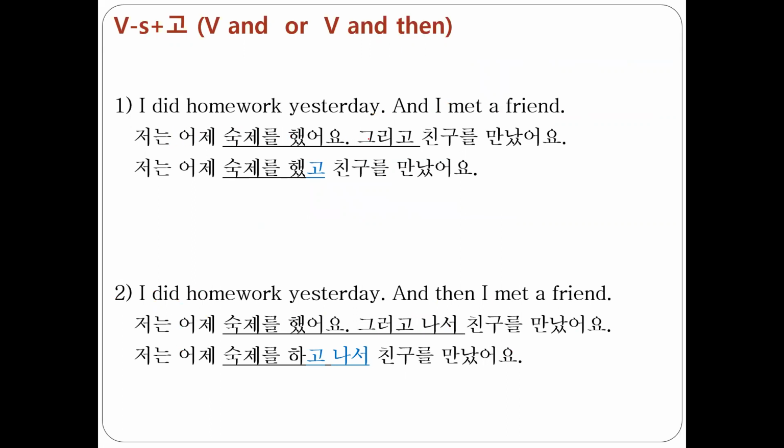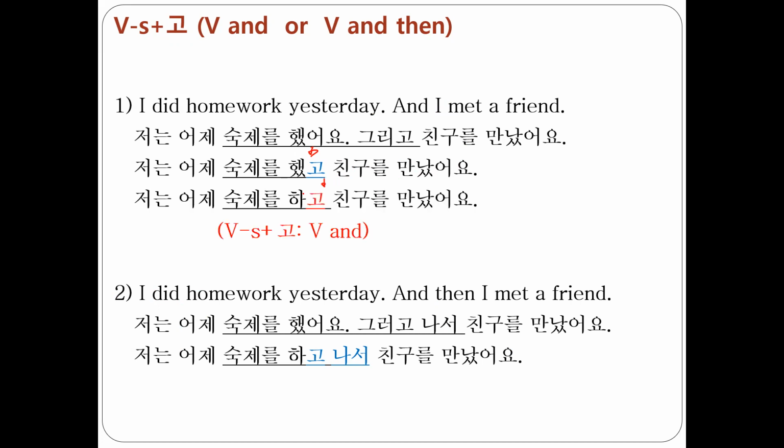저는 어제 숙제를 했어요. 그리고 친구를 만났어요. You know that we can combine these two events using past tense form. So past tense structure for 고. 어제 숙제를 했고 친구를 만났어요. However, when the tense of the embedded predicate and the tense of the ending form is the same, then we can use present tense 고 structure. 어제 숙제를 하고 친구를 만났어요.